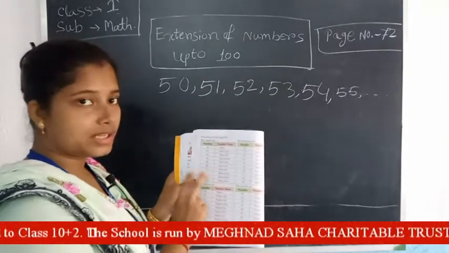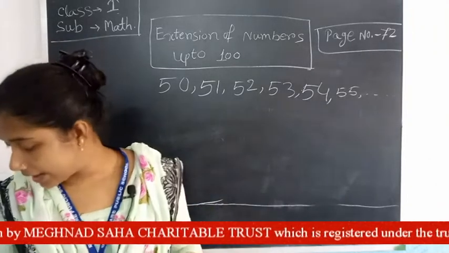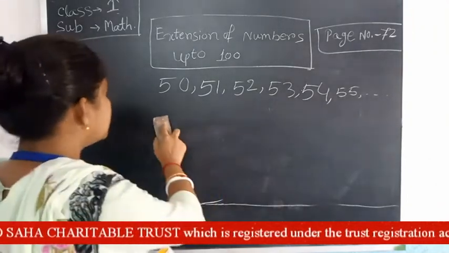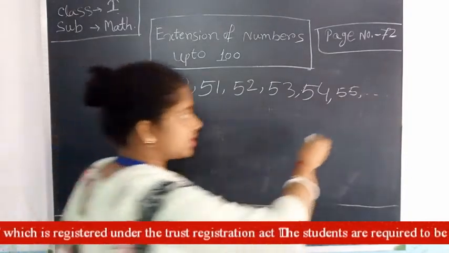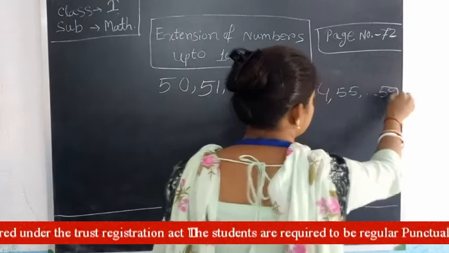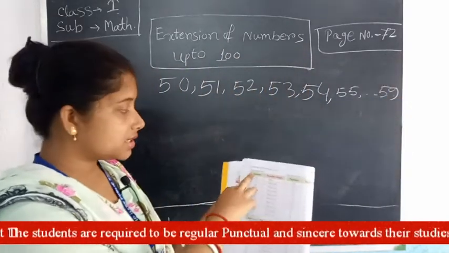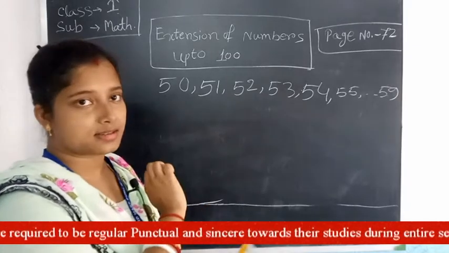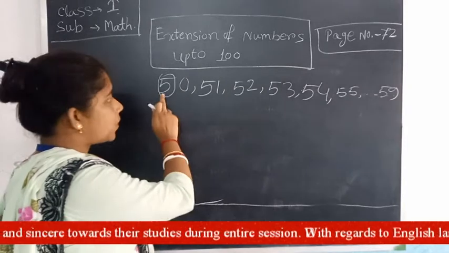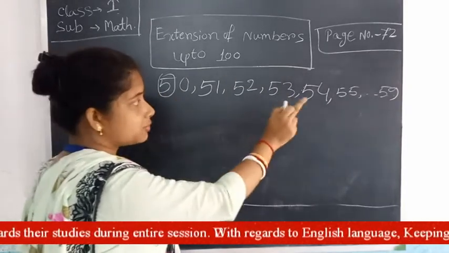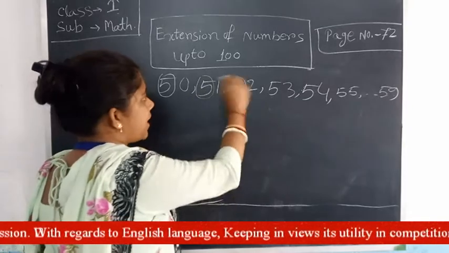So clearly from the charts you can easily understand that the number from 50 up to 59 are called 50s. Here then the 60s. Why? Because the first number from the number 50 up to the number 59, the first digit is 5.